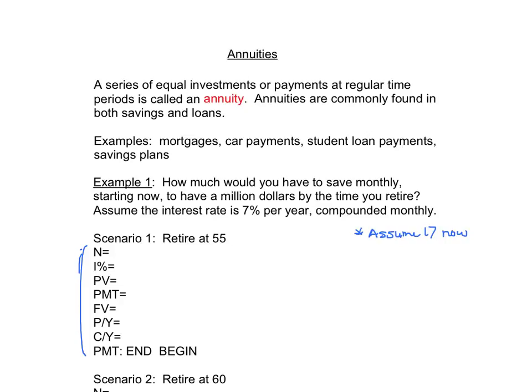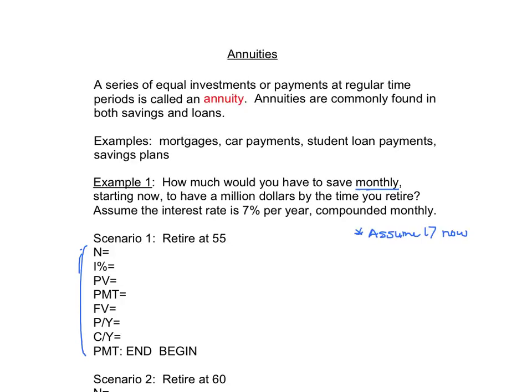Okay, so we'll assume that you're 17 and you want to retire when you're 55 and you want to have $1 million. So the question is, how much would you have to start saving every month in order to make that happen? Now, when you're working with the TVM solver, N refers to the number of payments. So in this case, we're talking about a monthly payment. So that would be 12 payments a year. And if we're going to do that from the time we're 17 until we're 55, that would be 38 years. So monthly for 38 years.